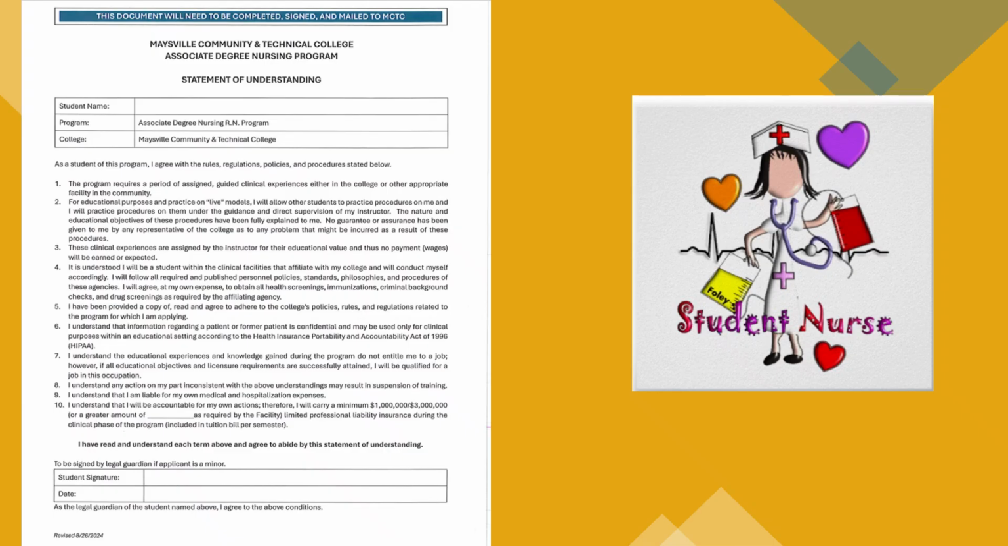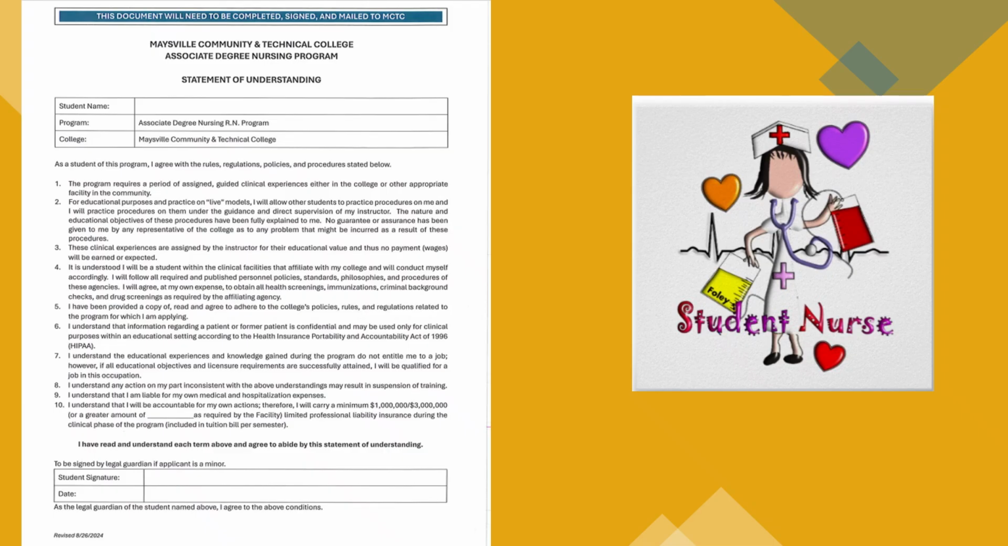Now, to go into a little more depth of some of these, I will say number 4, it says that you understand that you're a student within the clinical facilities that affiliate with the college. If you look on the previous sheet that gave you some of the examples of places we go, if a facility refuses you admittance into their clinical setting for some reason, if you were fired from that facility, we will try to find another facility. But if we don't go to another facility, then that may exclude you from the program.